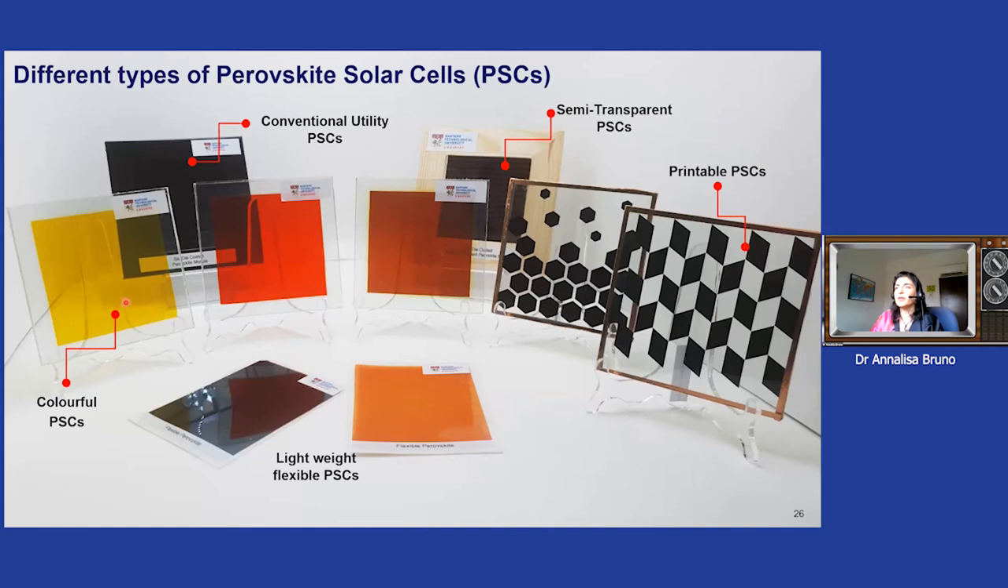And this is some example of the cells that we have developed in areas where you can see these are cells with different colors. This is for conventional utility. This is semi-transparent, even if the lighting is not very promising in this case. And this is built on flexible devices. And this is very nicely done with the screen printing method that I was showing you before, where you can design your pattern and you can create different patterns of cells. So you can alternate cells with a transparent light.